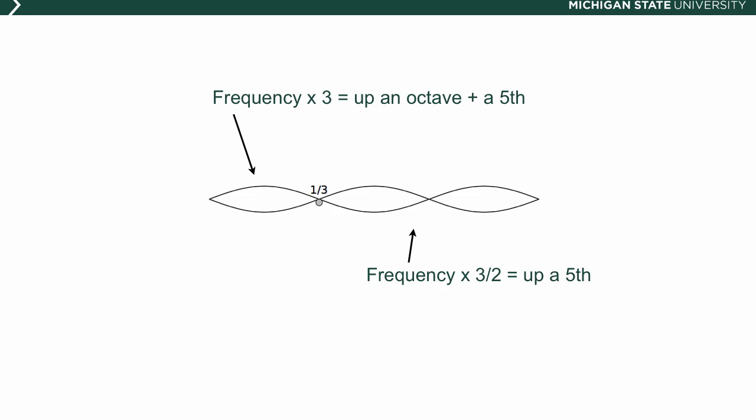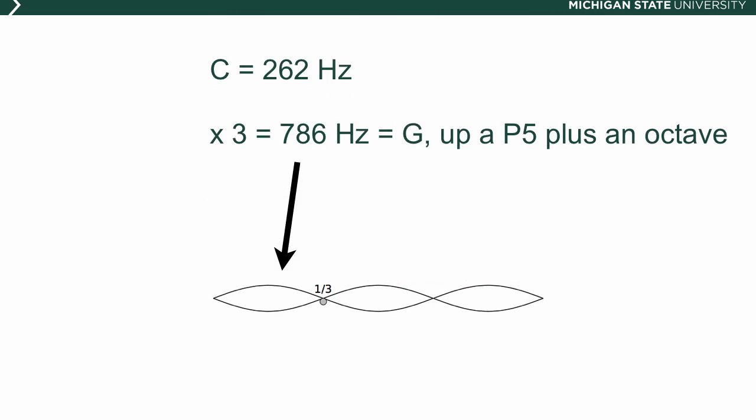This works mathematically also. Dividing the string into thirds means that each of those thirds will vibrate 3 times faster than the original, or 786 hertz. This is what the short side of this subdivision sounds like.